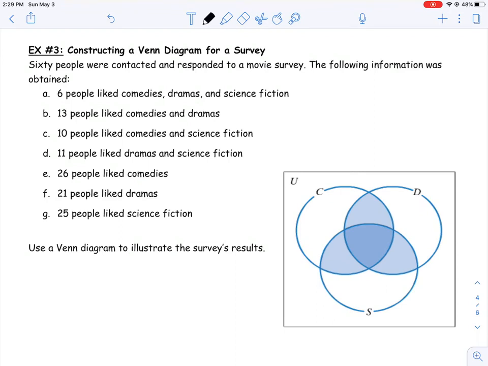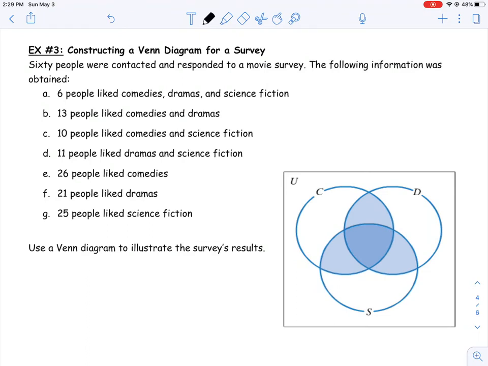So let's take our results from this survey and put it into a Venn diagram picture. So we have our universal set, we have our square or our rectangle, and then we have the 3 different categories. We have comedies, C, we have dramas, D, and we have science fiction, S. And we want to take all of our numbers and put it into this Venn diagram, but we got to be careful. Remember before when we were making our Venn diagram, I said that the easiest way to do this is to start from the inside and work our way out. So let's do that. Let's start on the very inside where all of these 3 things overlap.